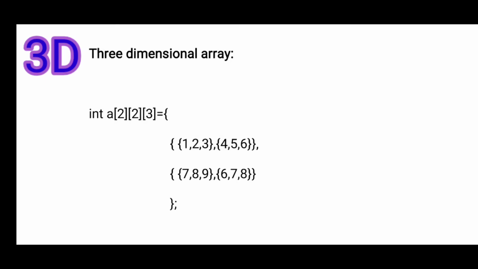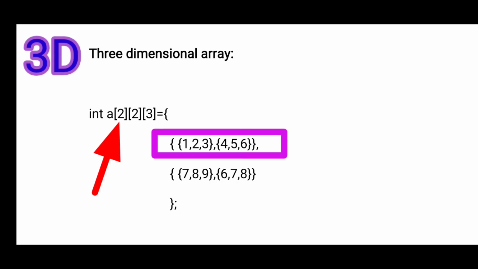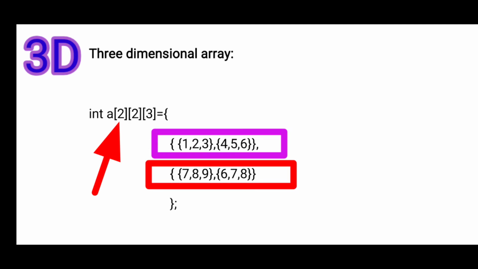Now coming to the third dimension. The third dimension subscript is 2. Here is a two-dimensional array. The third dimensional array subscript is 2. So I have to write this two-dimensional array once again. If the third dimensional array subscript is 3, then I have to write the two-dimensional array 3 times.